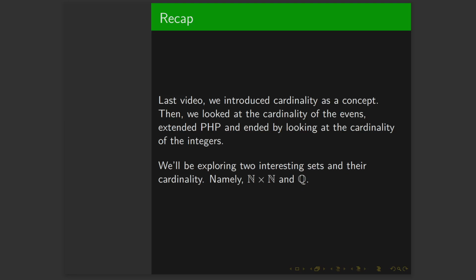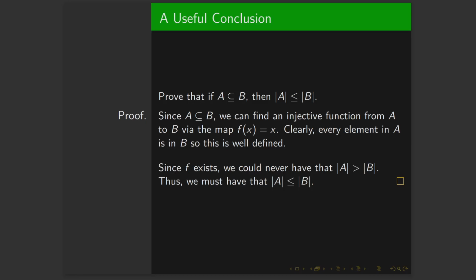So there are going to be two main sets of focus today. We're going to be looking at the cardinality of N cross N, or N Cartesian product N, and the rationals. Before we start off, let's just prove this kind of useful condition.